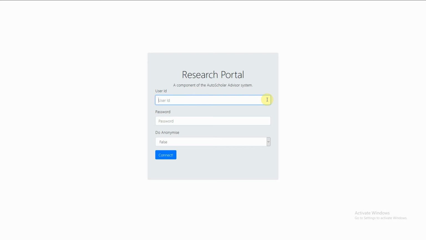In this session, we'll be using data at a variety of scales to identify the at-risk academic programs, courses, and students, and we'll be using the research portal of the Autoscholar Advisor system to do that. So just logging in here and then switching on anonymization to protect the identity of the students.